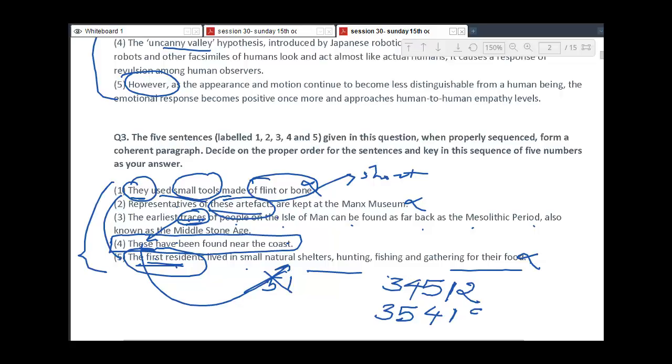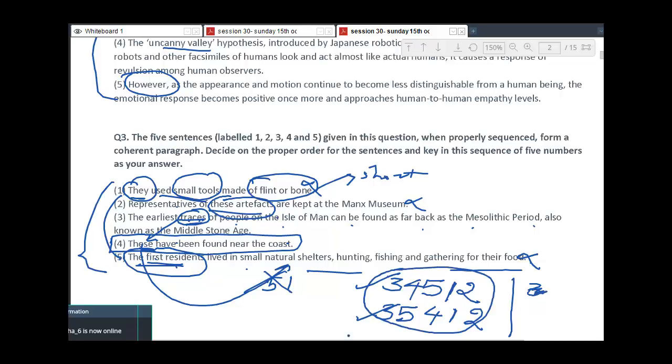And then there is one more sequence. 3, 4, 5, 1, 2 and 3, 5, 4, 1, 2. Correct? And there can be one more sequence. Let's start with 3. Correct? And no, there is no other sequence possible. So these two are the possible sequences, right, people? Which one do you think is more logical? I have already given 3-4 minutes to it.